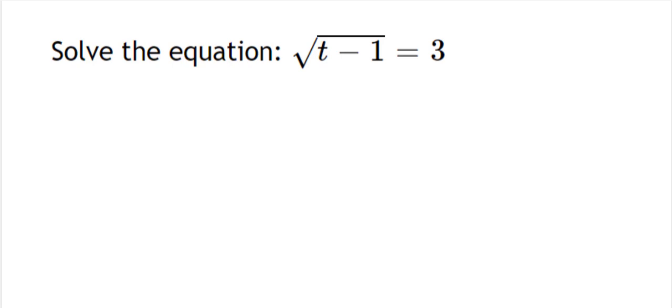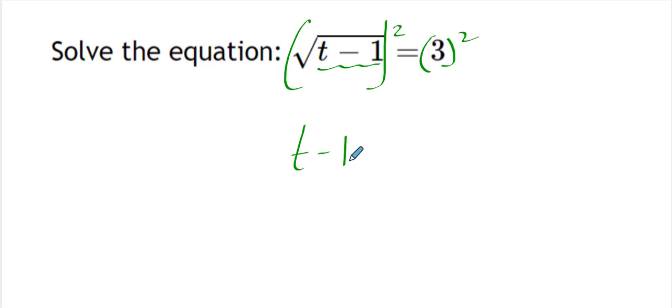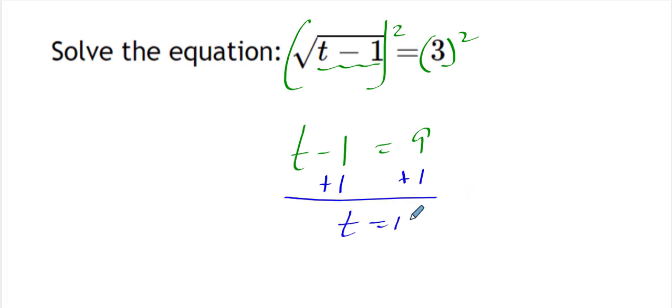All right, now that you've hit pause and you've come back, let's compare what you did to what I did. One, is the radical isolated? The answer is yes. So what we're going to do is, how do you get rid of a square root? You square it. What you do to one side, you do to the other. So everything underneath that radical, the t minus 1, which is called the radicand, is going to go away, okay? Equals 9, so I'm going to add 1. So we got t is equal to 10.